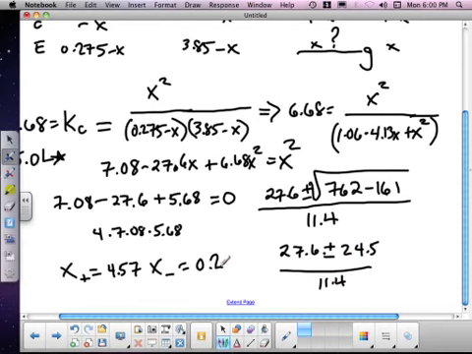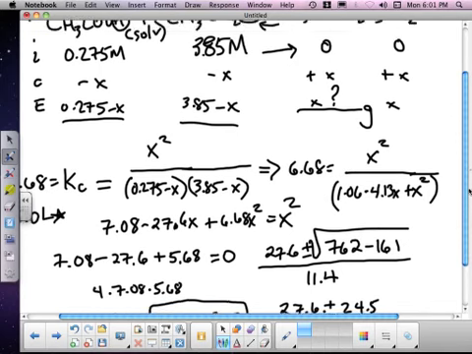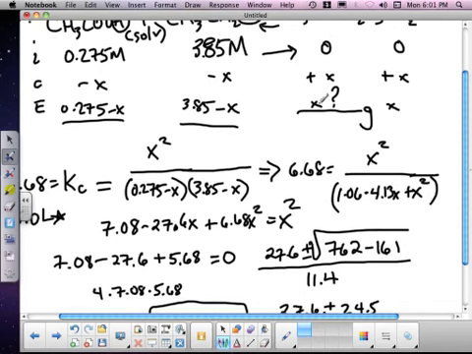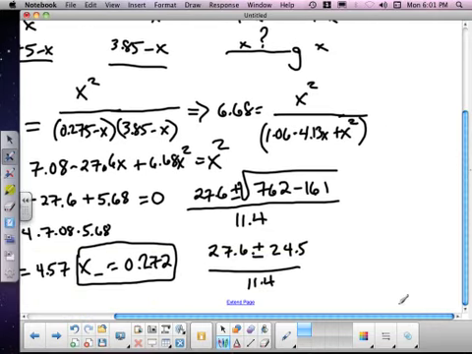All right, now go back up here to your ICE table, and which of those two roots makes sense? Well, 4.57 wouldn't make sense here, or here, you'd end up with a negative concentration, so it is the negative root that we're going to use. And X is 0.272 molarity, which is what my product is equal to. So for ethyl acetate, which its amount at equilibrium was X, it is 0.272 moles per liter.